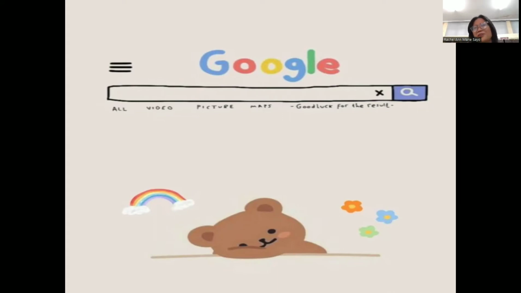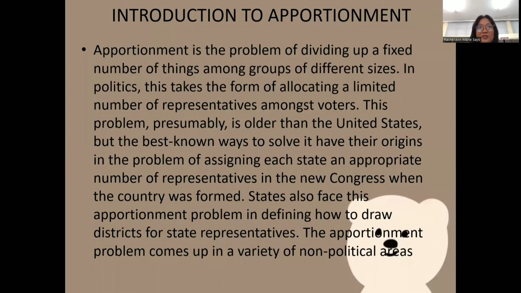So what is apportionment? Right now I'm going to give you an introduction about what apportionment is. Apportionment is the problem of dividing up a fixed number of things among groups of different sizes. In politics, this takes the form of allocating a limited number of representatives amongst voters.